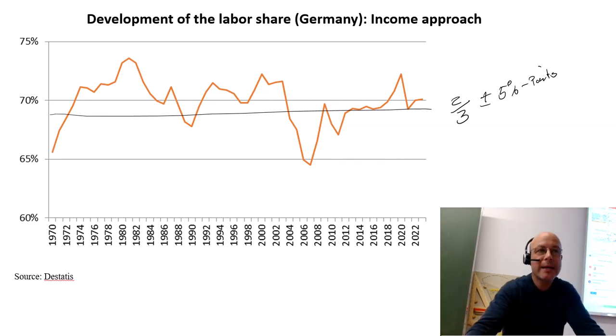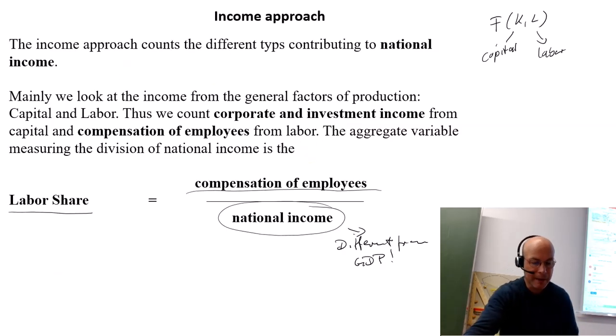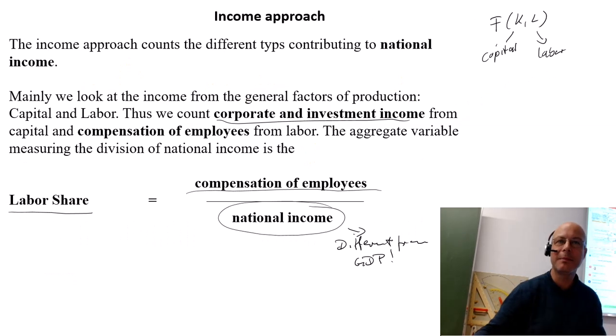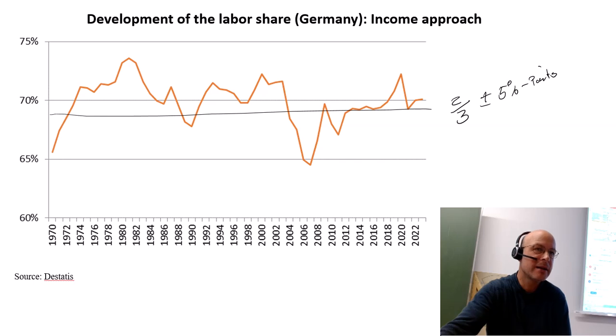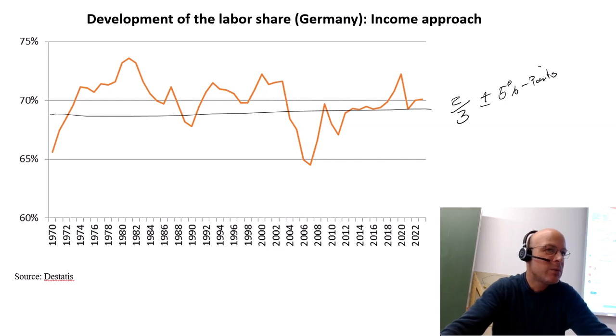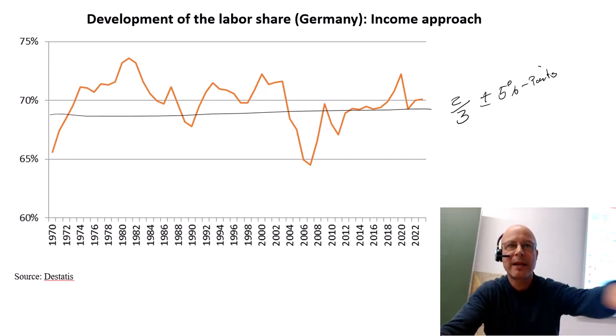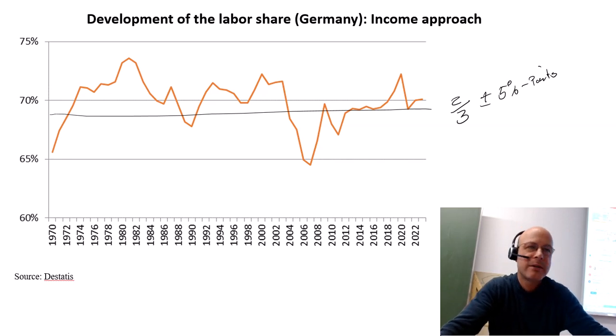And why is it fluctuating? Well, especially if you look at the other part, the corporate and investment incomes, this is more or less the stock market. And the stock market, of course, is fluctuating much more, and therefore this number also has to fluctuate. But in general, we could say that it is more or less constant in Germany, 2/3, or you can also take roughly 70% or something like this.